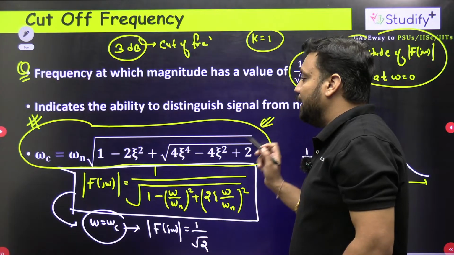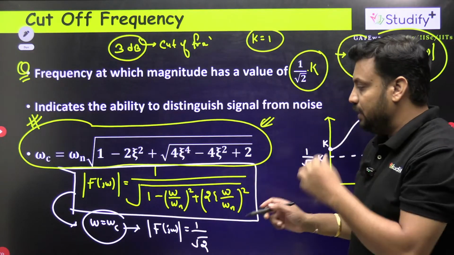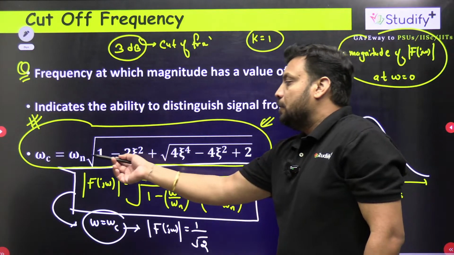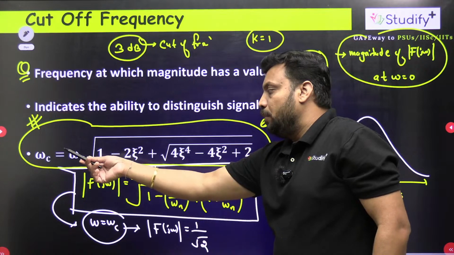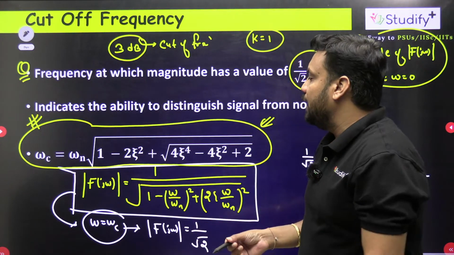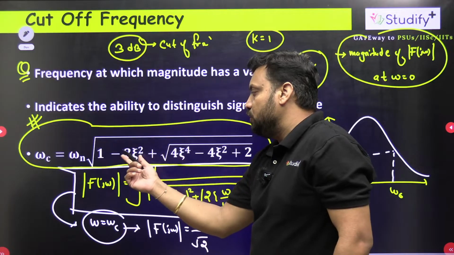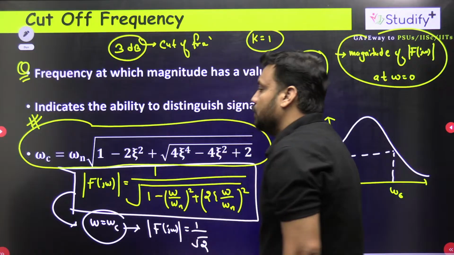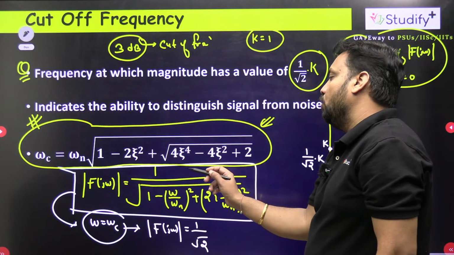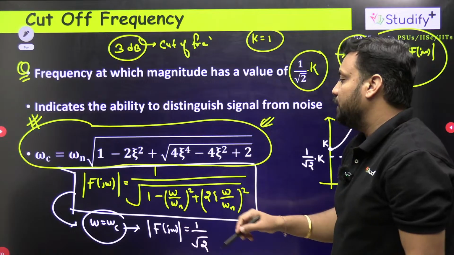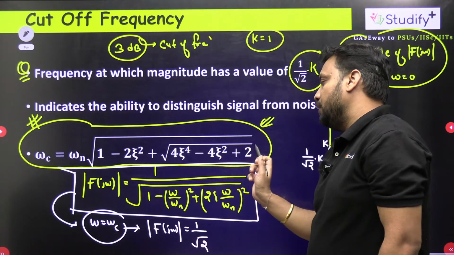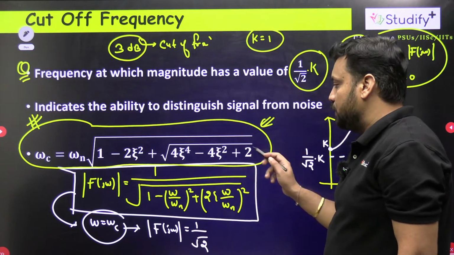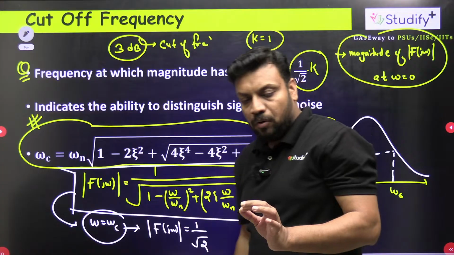How will we get this expression? By equating this magnitude to 1 by root 2 and then cross multiplying. How to remember it for a long time? Sir, the omega r formula you anyway know. Omega r is omega n root of 1 minus 2 zeta square, you know this formula. This is the resonant frequency. So for the cutoff frequency, with a plus, under root of 4 zeta to the power 4 minus 4 zeta square plus 2, remember these coefficients, for the competition examination point of view.